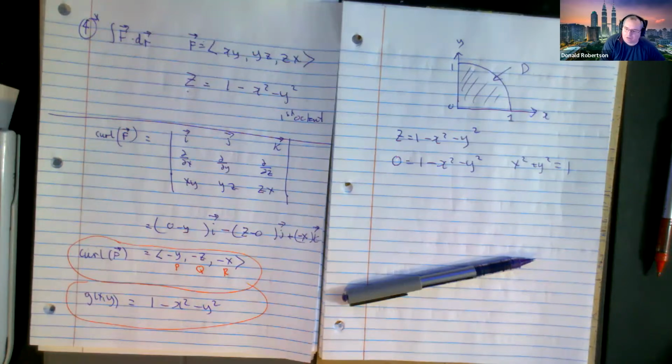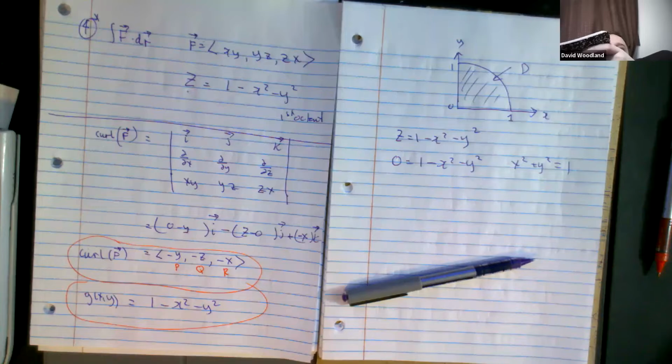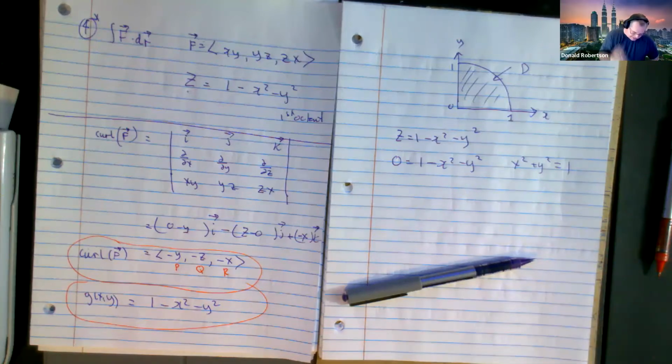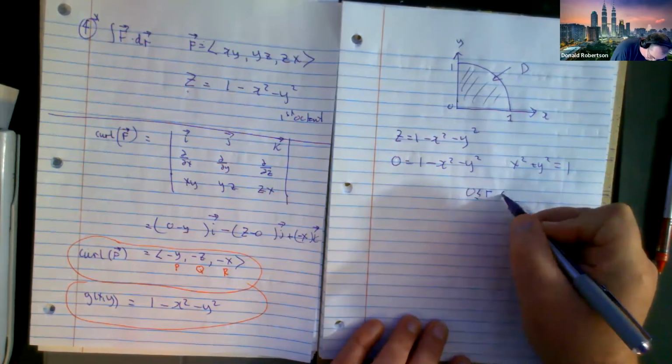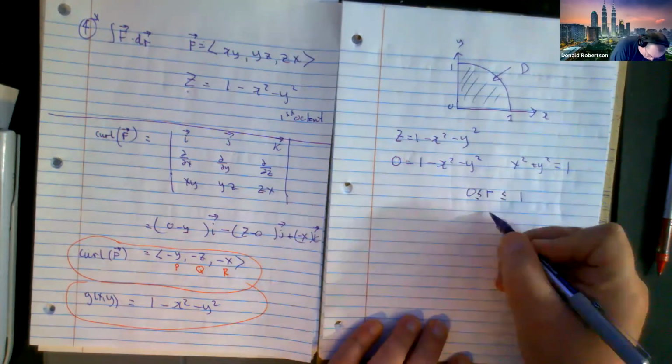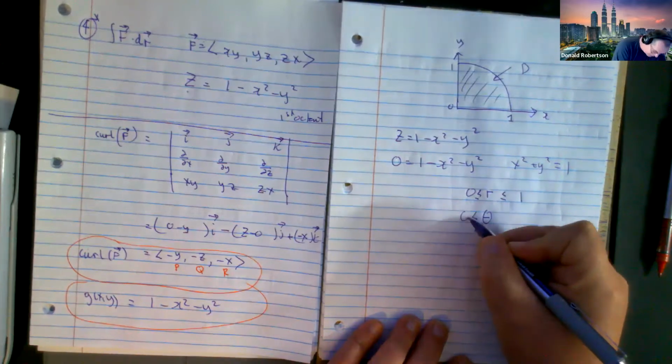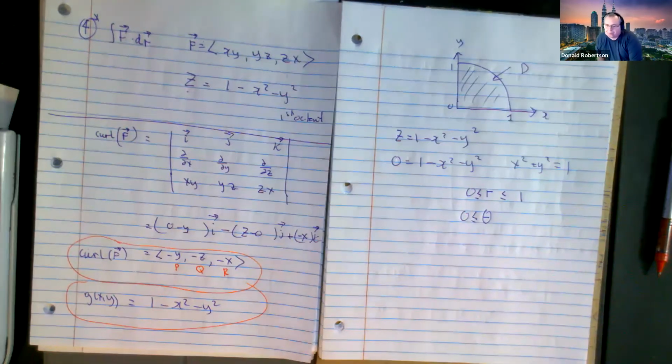Come on, guys, I'm getting old here. So we can end up using polar. Yeah, we're going to have to go polar. So, as far as polar is concerned, r is going to go from 0 to 1. What's the range of theta going to be for this guy? Pi upon 2.